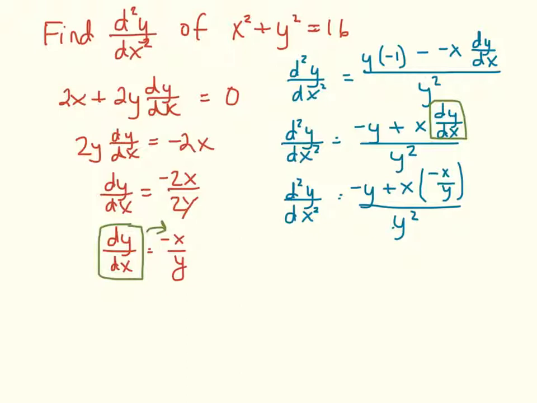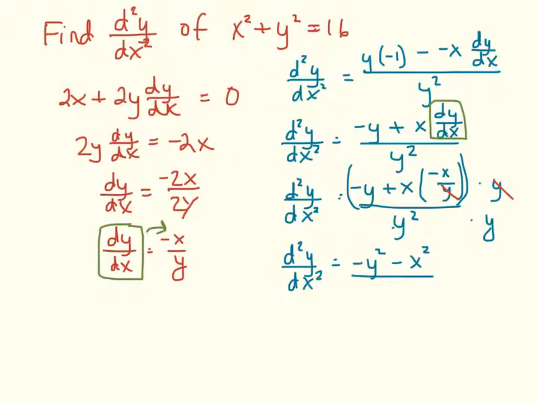Okay, so now we have this complex fraction, where we have a fraction inside of a fraction. So how do I simplify that? Well, I multiply both my numerator and my denominator by y. By doing that, I'm going to get rid of that fraction in the top. So this whole thing had to be multiplied by y, so I'm going to distribute it to both the terms in the numerator. That would be negative y squared. And over here, that's going to cancel my y's out, and what's left is x times negative x, so minus x squared. Over y squared times y is y to the third.